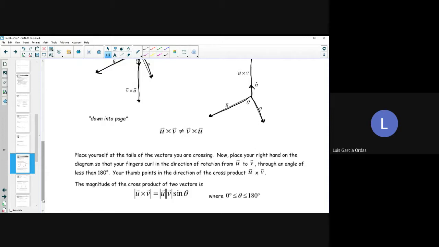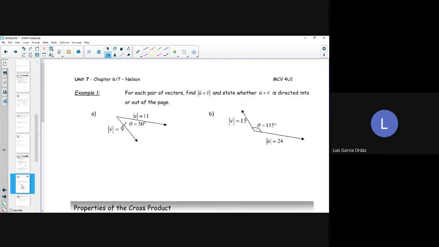So the magnitude of the cross product of two vectors, the magnitude of u cross product v, is equal to the magnitude of u times the magnitude of v times sine theta, where again theta is between 180 and 0. So now let's get into some examples. Example 1: for each vector pair, find the magnitude of u cross product v and state whether u cross product v is directed into or out of the page.